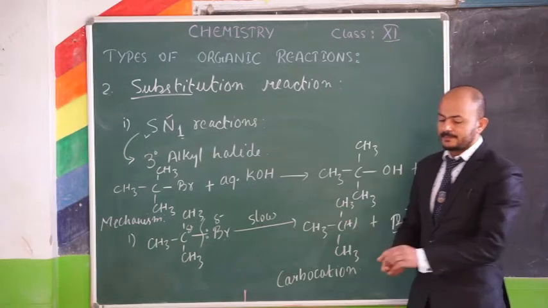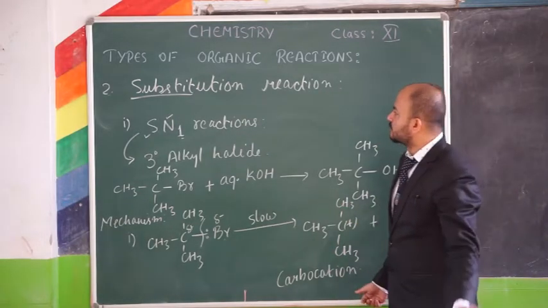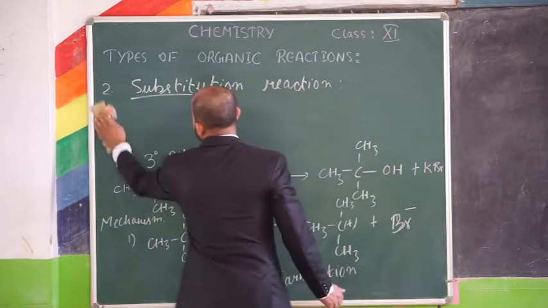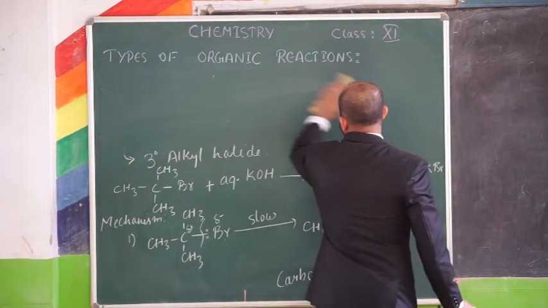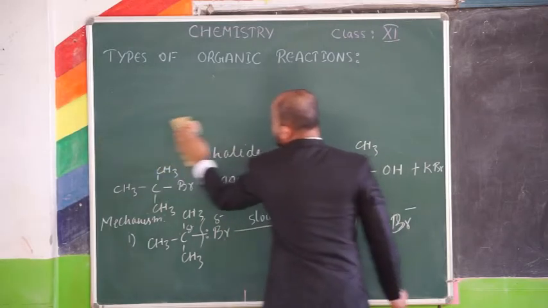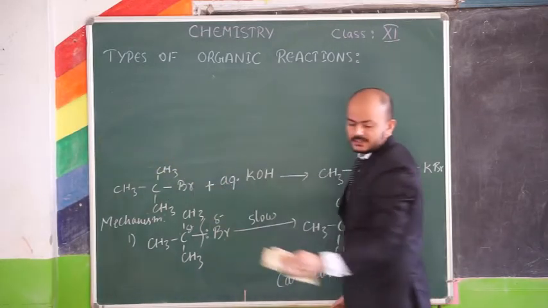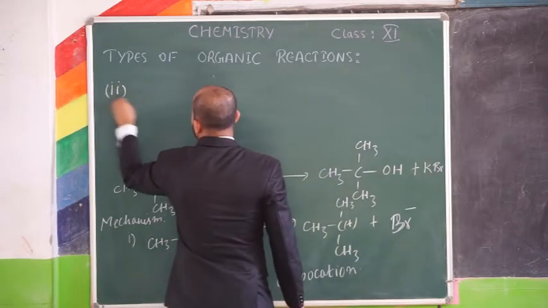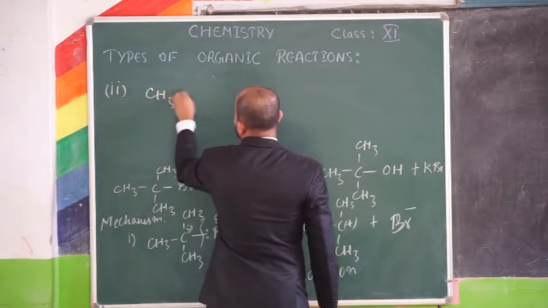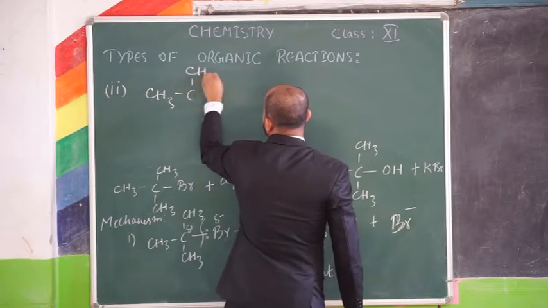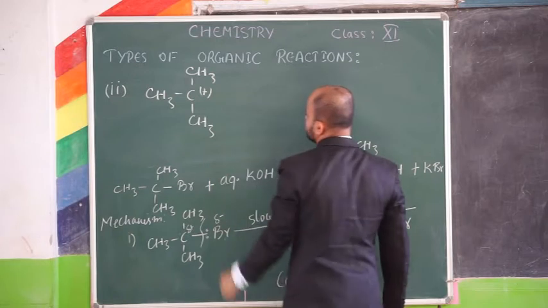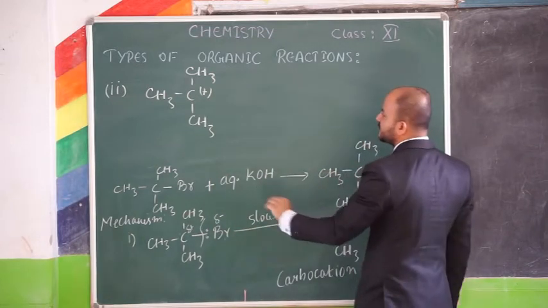In the second step, now nucleophilic addition reaction takes place. So this is the first step. Let me write a second step here. This is the SN1 reaction we are discussing. So in the second step, what happens is this carbocation that is being generated, CH3-C+-CH3 with CH3, this carbocation. Now nucleophilic addition reaction takes place.